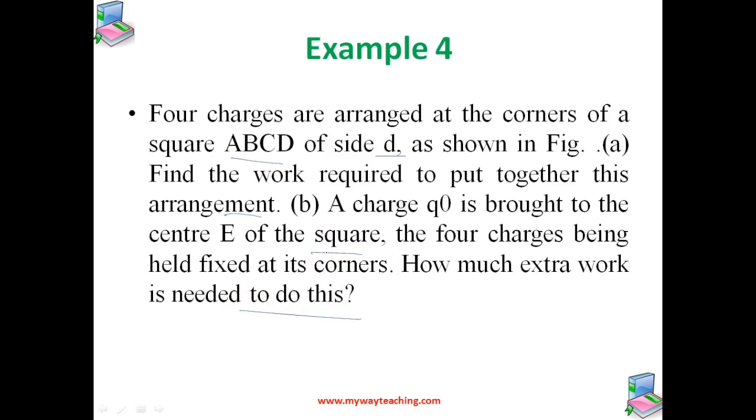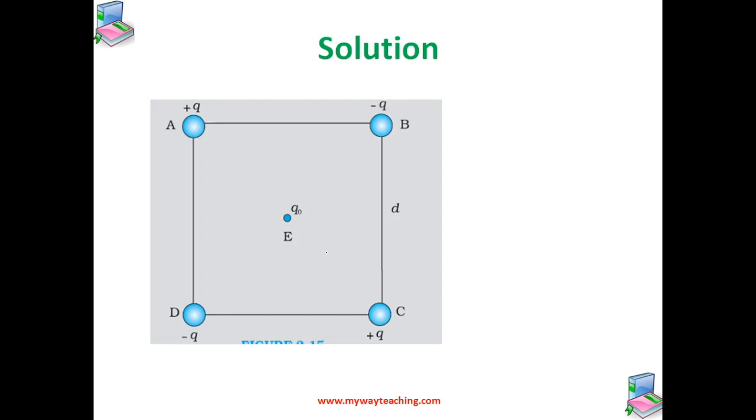The four charges being held fixed at its corner, how much extra work is needed to do this? This is the problem. Let us find the solution for this question. For the first question, total potential. See, work done depends on the final arrangement of the charges and not on how they are put together. This is clear, right?